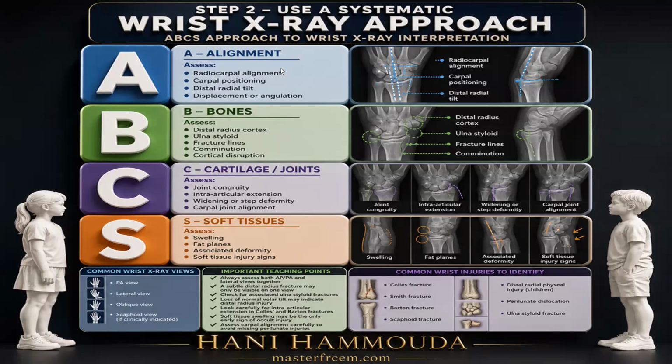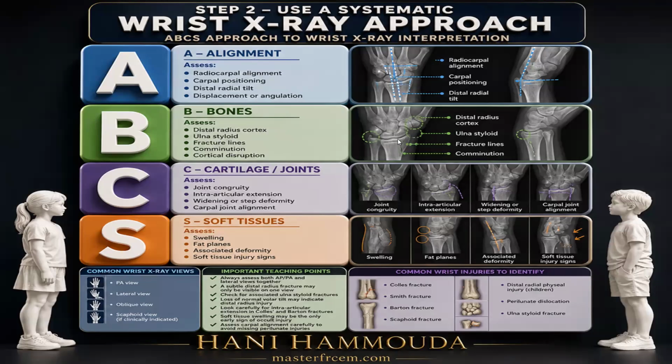In alignment, you will assess radiocarpal alignment. It means the midline of the radius should transect the midline of the carpal bones. Check carpal positioning and distal radial tilt, so displacement or angulation. Regarding the bones, assess the distal radial cortex, the borders, and the ulnar styloid also.